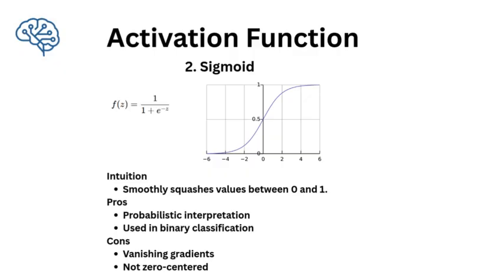To summarize, the sigmoid activation function is simple, smooth, and useful for probabilistic interpretation, particularly in binary classification. However, due to issues like vanishing gradients and non-zero-centered output, it is rarely used in the hidden layers of modern deep learning models.